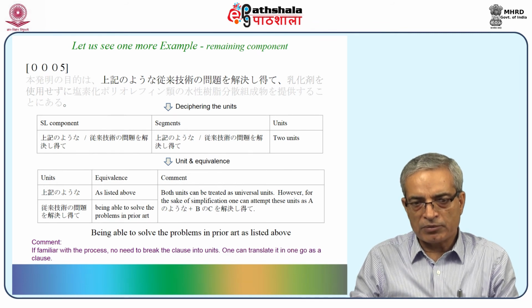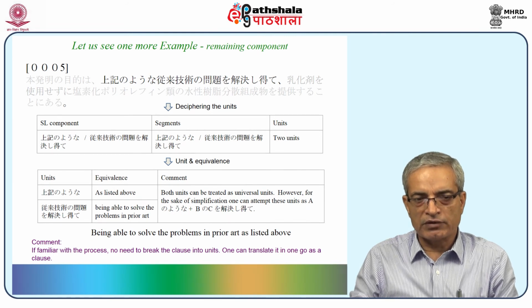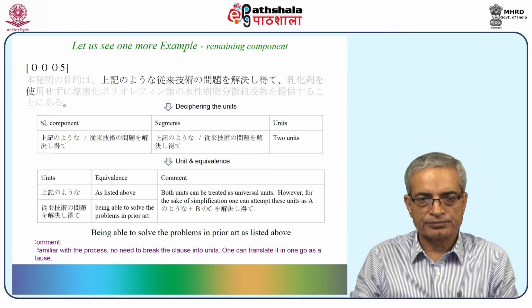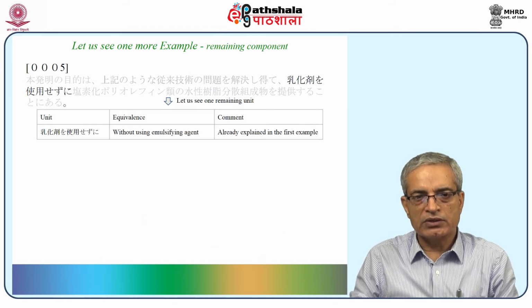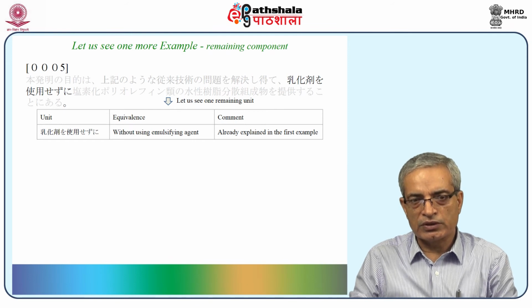You know, if familiar with the process, you don't need to break the clauses into units. One can translate it in one go as a clause. Now the remaining part also had "nyukazai o shiyosezuni", which is a unit only, so without using emulsifying agent, which was explained earlier.